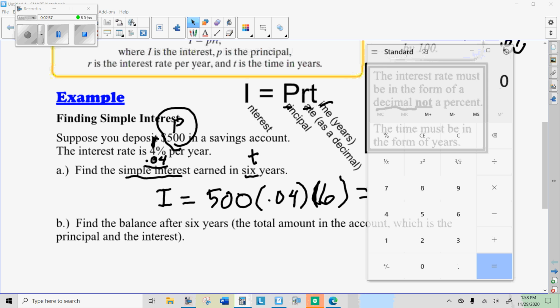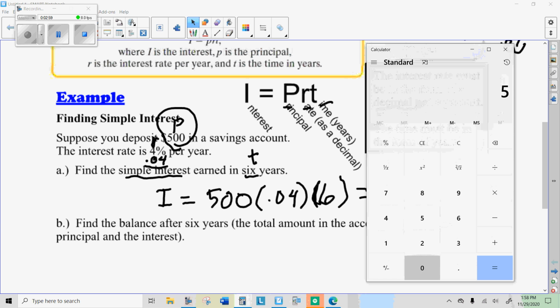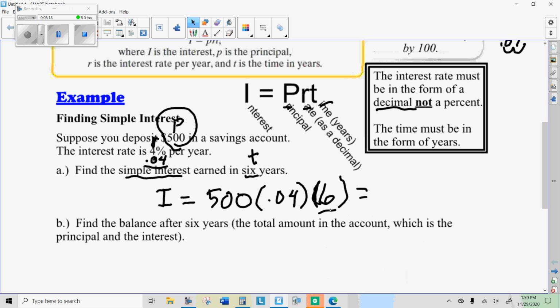So 500 times 0.04 times 6. Now if you were to figure out what 4% of 500 is, that would be 20. 4% of 500 is 20. And then multiplying that by 6, because you have this in for 6 years, we have $120 in interest.